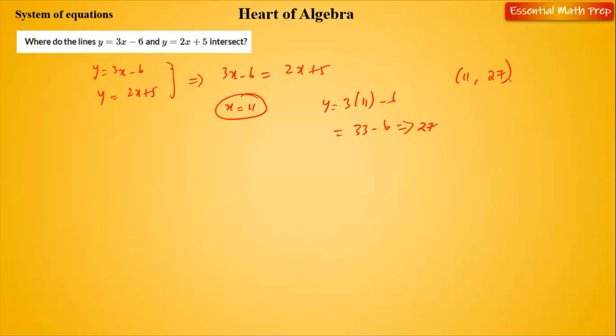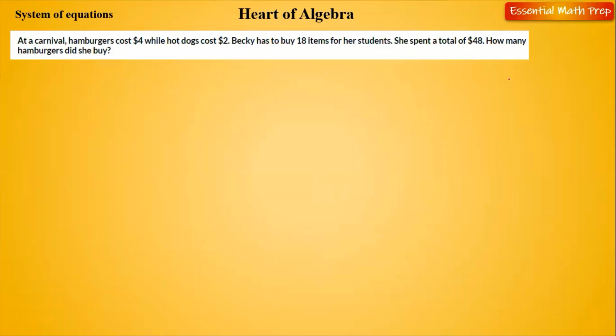Does that make sense? Okay. All right, let's continue. At a carnival, hamburgers cost $4 while hot dogs cost $2. Becky has to buy 18 items for her students. She spent a total of $48. How many hamburgers did she buy?